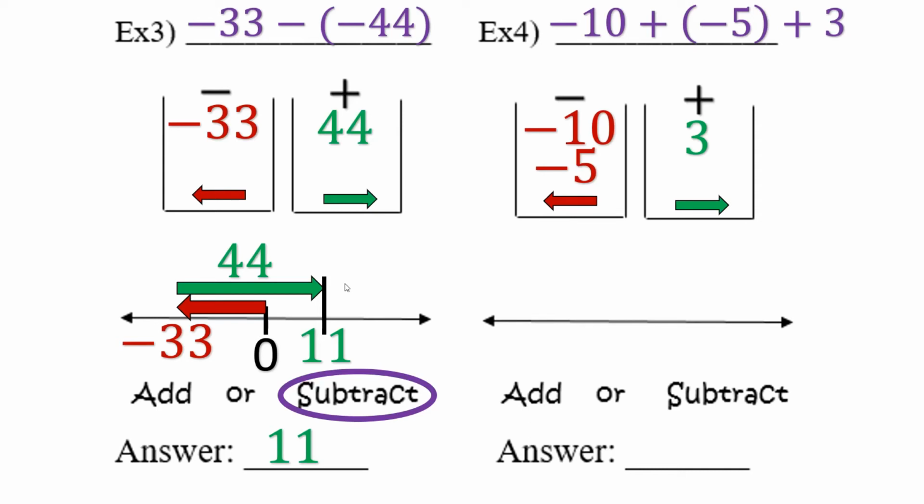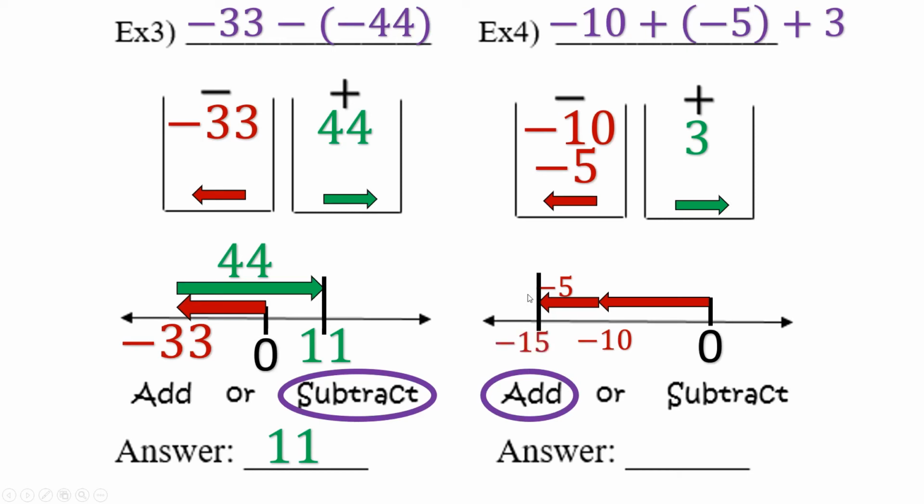Example 4, we're going to have negative 10 plus negative 5 plus 3. So negative 10, negative 5, and a positive 3. So we're going to start at 0. We're going to go left twice. We're going to go negative 10 to the left. Then we're going to go negative 5 more. And then from this point, these two together, we're at negative 15. So we have to add those.